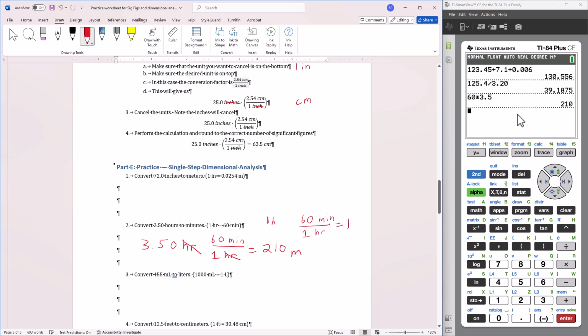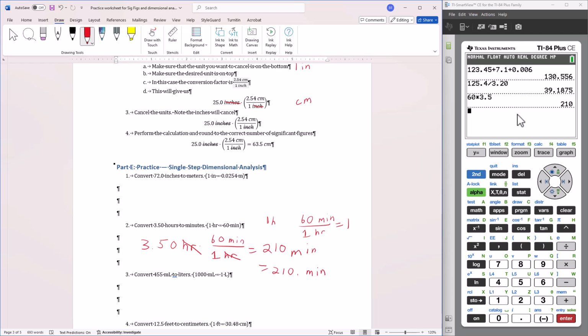Notice here we have three significant figures. This is actually a conversion, so it has an infinite number of sig figs. You don't need to worry about that. And that should be minutes. Therefore, our answer is going to be 210 minutes.